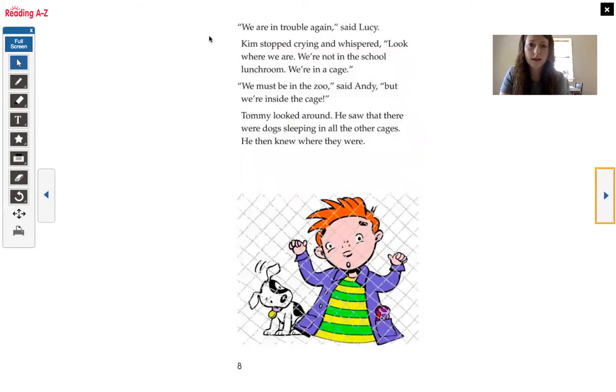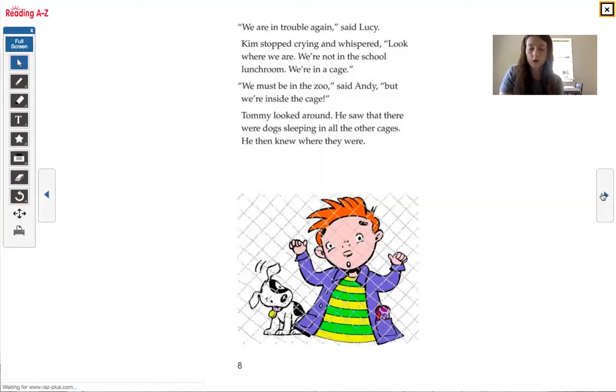"We're in trouble again," said Lucy. Kim stopped crying and whispered, "Look where we are. We're not in the school lunchroom. We're in a cage." "We must be in the zoo," said Andy. "But we're inside the cage." Tommy looked around. He saw that there were dogs sleeping in all the other cages. He then knew where they were.